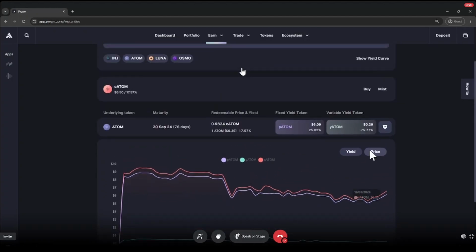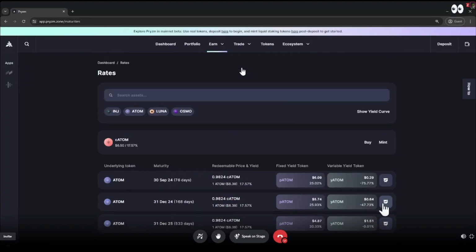And then the other thing to remember that's different to what people might be used to is that obviously this amount of cATOM here is what's required to mint one pATOM and one yATOM. What happens if someone buys pATOM? It pushes up the price of pATOM, just as with any normal token. Someone buys it, pushes the price up. But that means that the price of yATOM has to move lower, because one pATOM plus one yATOM will always equal the value of one ATOM.